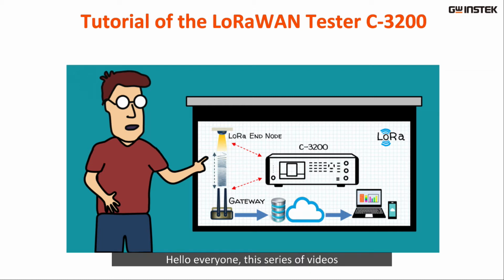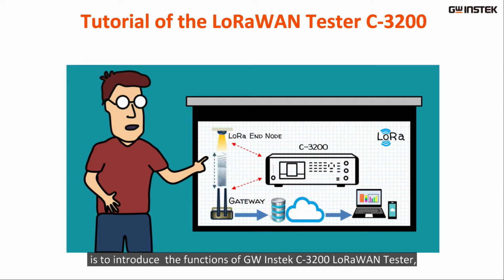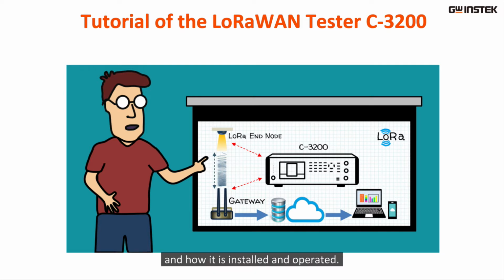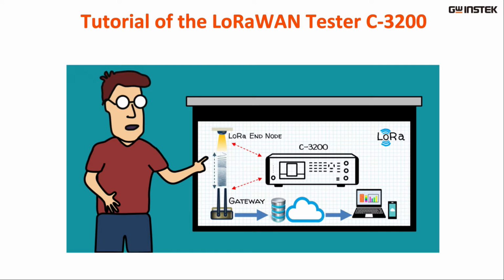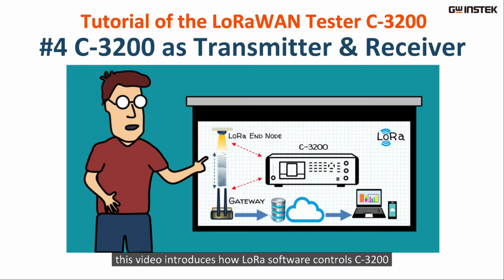Hello everyone. This series of videos is to introduce the functions of the GWINSTACK C-3200 LoRaWAN tester and how it is installed and operated. This video introduces how LoRa software controls the C-3200 to be a LoRa signal generator and spectrum analyzer.